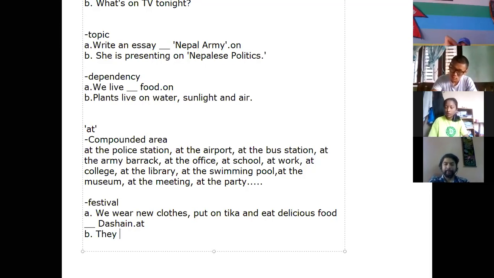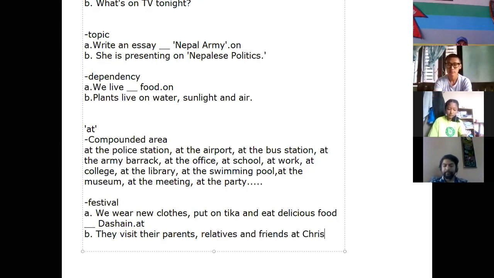The visit there. The family, the parents from the family, they visit their parents, relatives and friends at Christmas. For festivals use at.